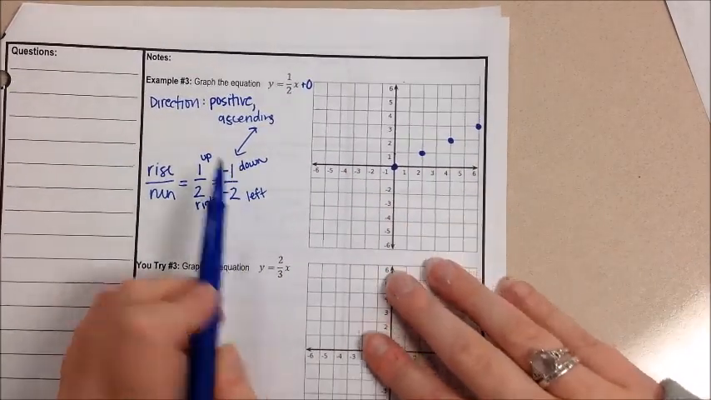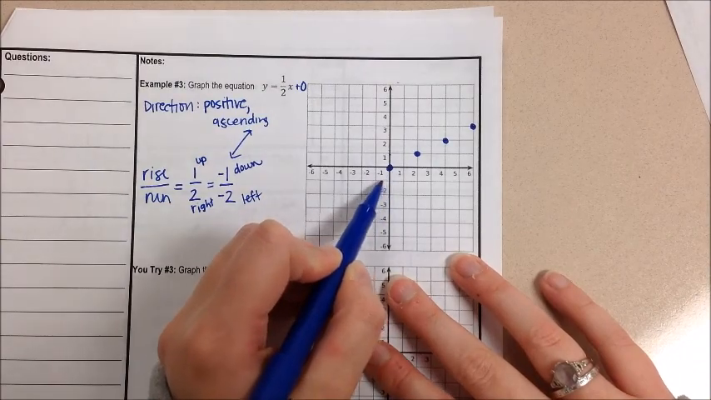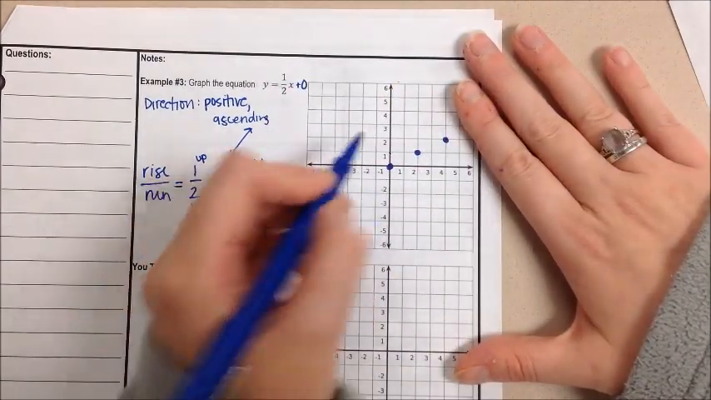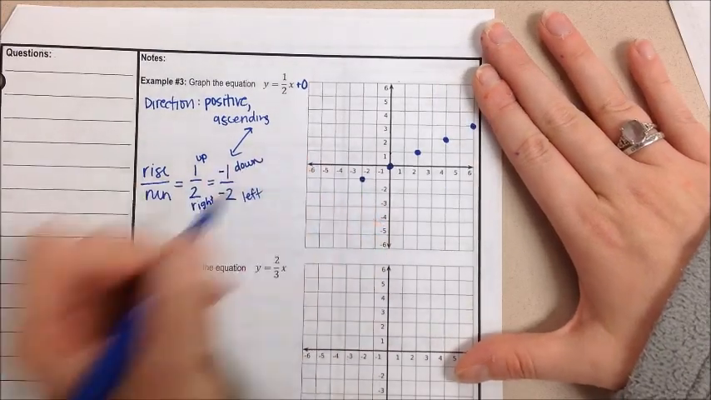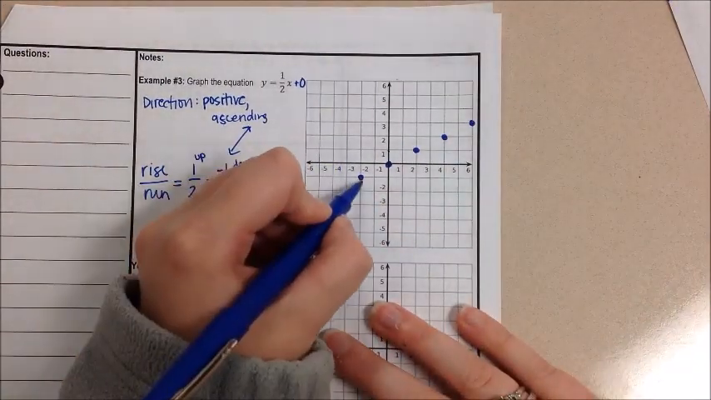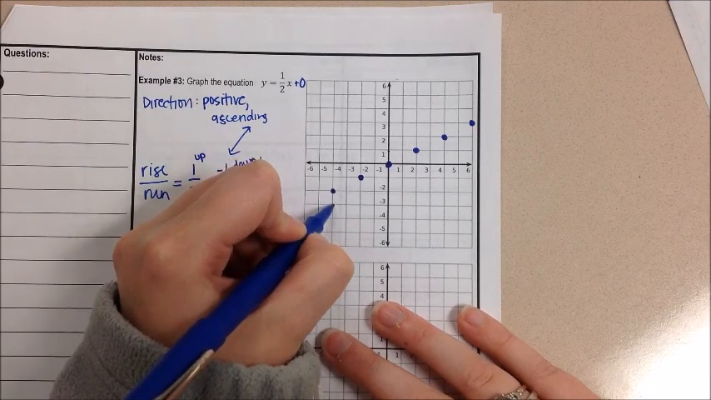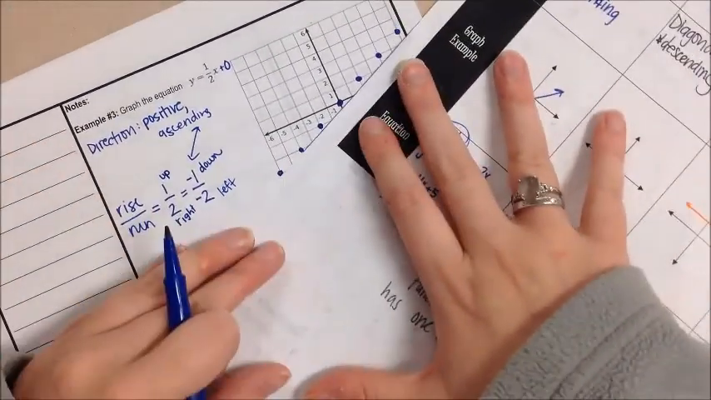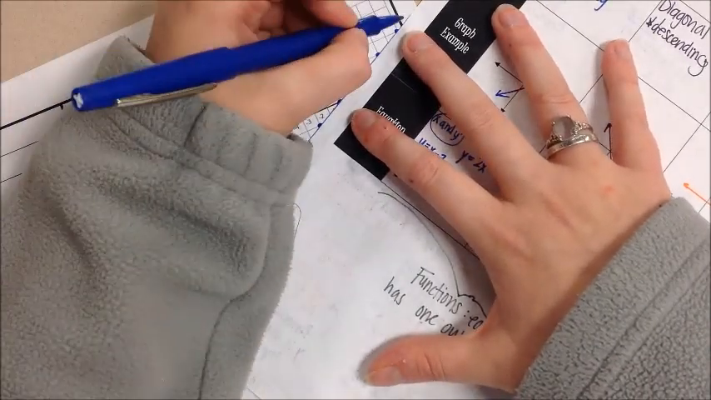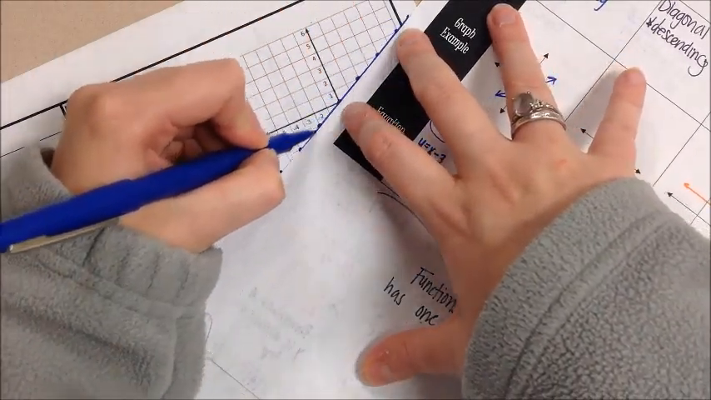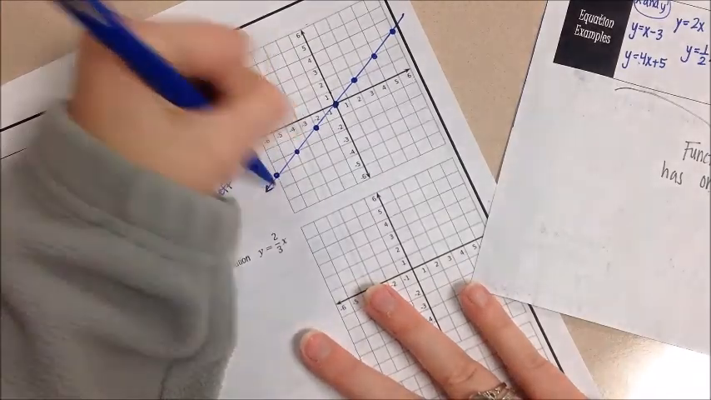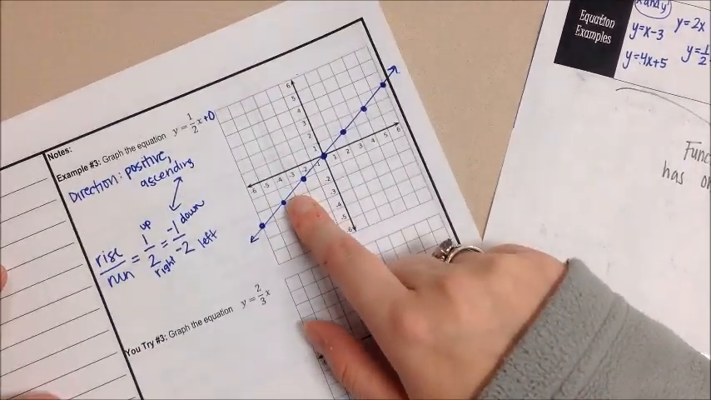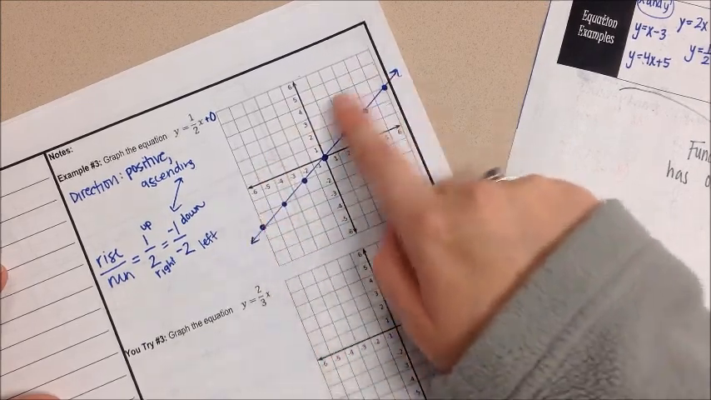Okay, so I'm going to go down 1 and to the left 2. That's doing this one right here. So down 1 to the left 2. If you look, that pattern continues. Down 1, right 2. Down 1, right 2. Okay, so then I draw my line. And it doesn't have to be perfect, but get it through your points, okay? So that's the graph of y equals 1/2 x.